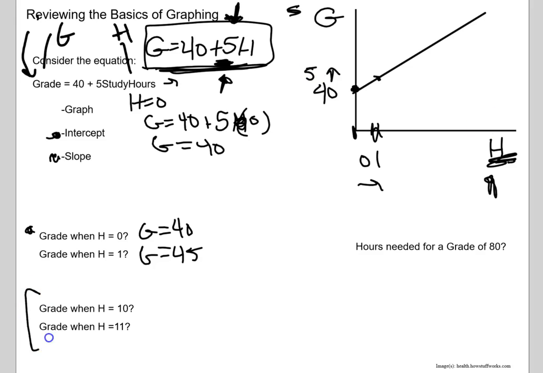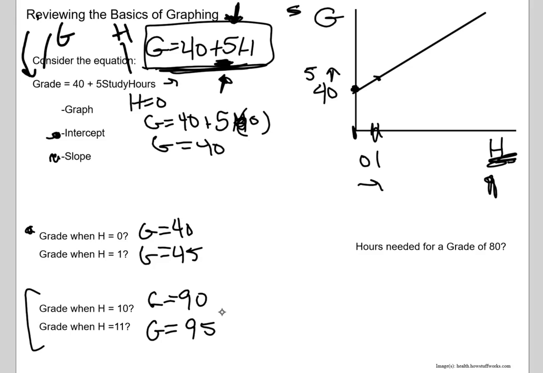But now real quick, can we do this math? Pause for a second and make sure that you can carry this math out. I'm going to jump right to the final answer: when h equals 10, g equals 90. And when h equals 11, g equals 95.